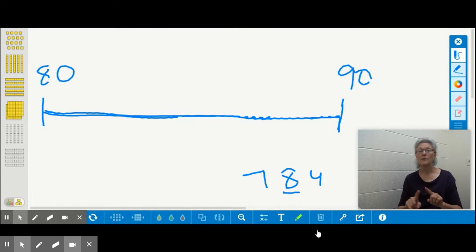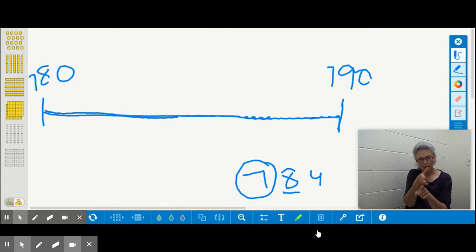But remember that this number isn't between 80 and 90. It's actually between 780 and 790. We have to keep that 700s in there because this is actually a hundreds number. We're just really focusing on that tens place. So now I know that my number is between 780 and 790.